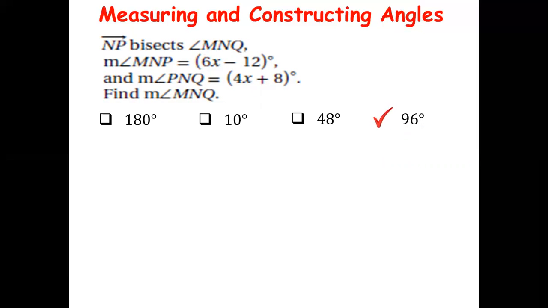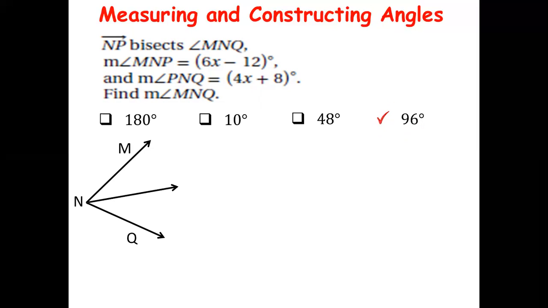So if I would put this question in a picture, they said ray NP bisects angle MNQ. So first, let me draw the angle MNQ. So just draw any angle. It doesn't need to be perfect, but draw any kind of angle, because this is just for us to get the picture. That's all. It's not necessary that it should be an obtuse angle or anything like that. Just a rough figure. That's it. So we have drawn angle MNQ.